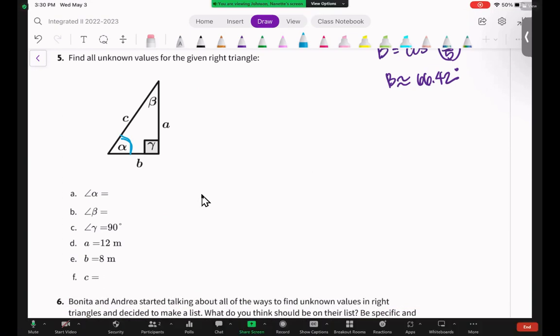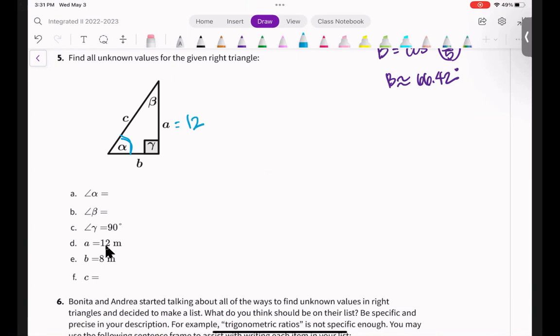Okay, so what you needed to do first is look at what numbers they gave you, and they only gave you A is 12. So I'm going to write 12 here. They gave you B is 8, and they gave you this guy is 90 degrees, which you kind of already knew. So if I told you, and then they say these words, solve the triangle, what would you do first?